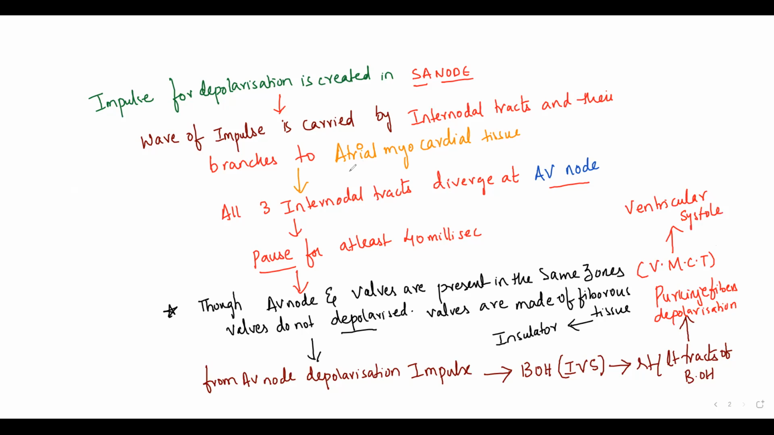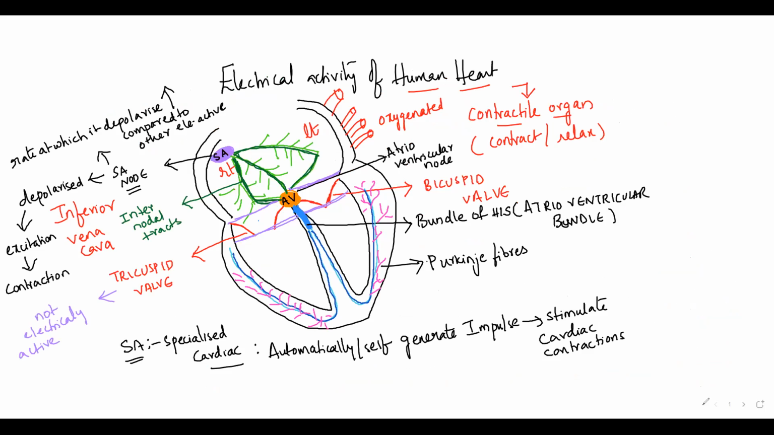And children, once it has passed into the atrial myocardial tissue, this leads to atrial systole, or atrial contraction. So these are the things you need to remember: who is responsible for the contraction of both the auricles and the ventricles. Where is the position? This is just below the opening of the superior vena cava entering the right atrium that we have seen.